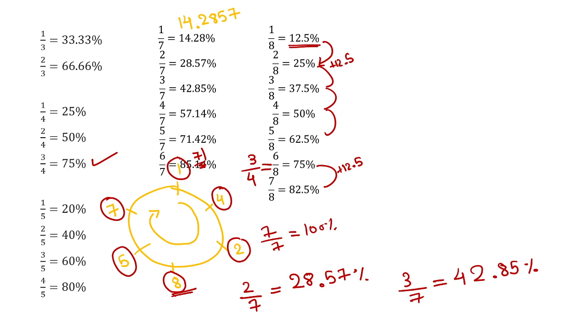What is the value for 1 by 9? Yeah, it is 11.11. Can you tell me what is the value of 2 by 9 then? 2 by 9? Yes, correct. So what we have to do is just multiply it by that number.